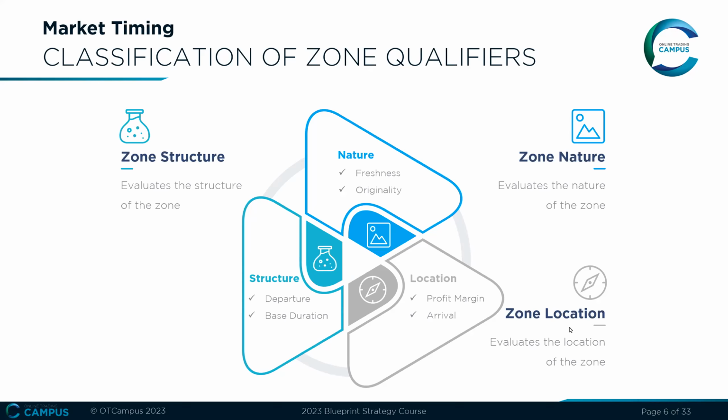Then lastly, we have the zone location. And here we're just going to look at profit margin and arrival. For example, departure and profit margin will be two rules that are kind of intertwined with one another. They interplay. So if we have a zone with a good departure, usually we have a good profit margin as well. And base duration as well as freshness, they kind of interplay with one another as well. If the base is weak or messy, then usually the zone could also not be fresh, or we have a freshness problem there.